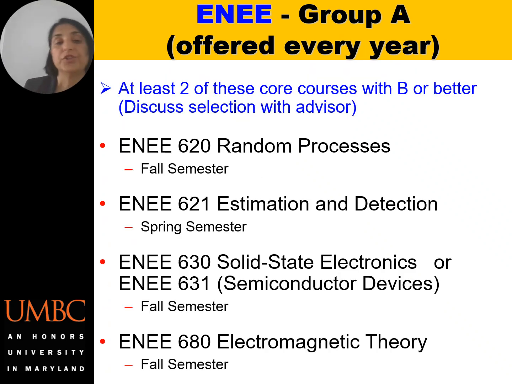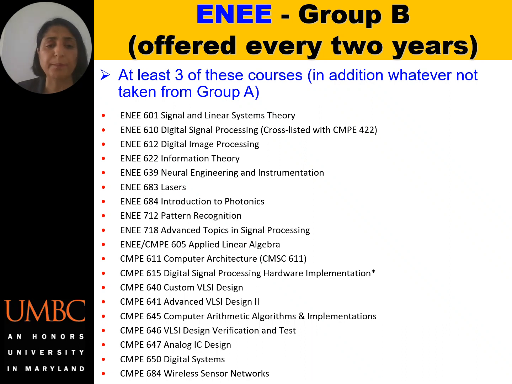What about our electrical engineering program? In the electrical engineering program, you have 4 courses in list A, including random processes, estimation and detection, solid state electronics or semiconductor devices, and electromagnetic theory. And again, we have a large number of list B courses, including signal and linear system theory, signal processing, digital system processing, information theory, and so on. I don't want to read the whole list, and you can see the whole list here as well as in the link that I already mentioned about the programs. So please don't forget that you need to take at least 3 of these courses.